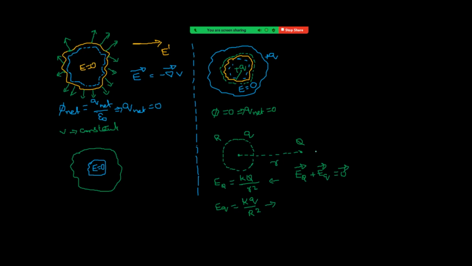So first case, charge was not there. Distribution of charge uniform. Now charge is present. Distribution of charge non-uniform. Ultimately, inside the shell, field is 0. Right?